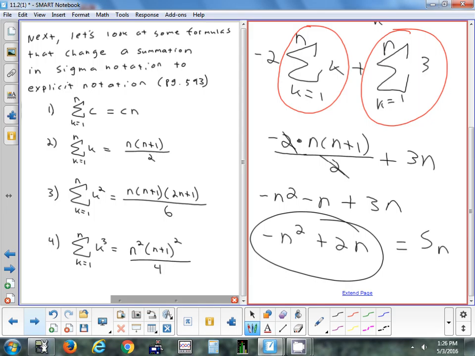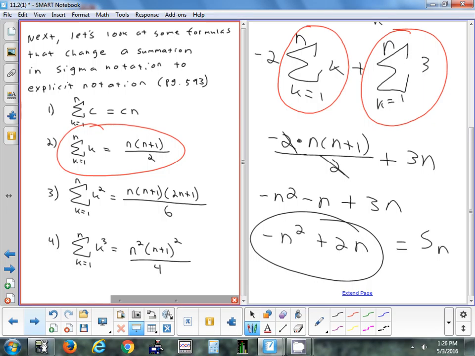So how did you know to use the n plus 1 and 2? Because I look k equals 1 to n of k, and then I looked right here. The sum from k equals 1 to n of k is n times n plus 1 over 2. And then for the other one, it was k equals 1 to n of 3. That's this top one. Just replace c with 3. 3n.